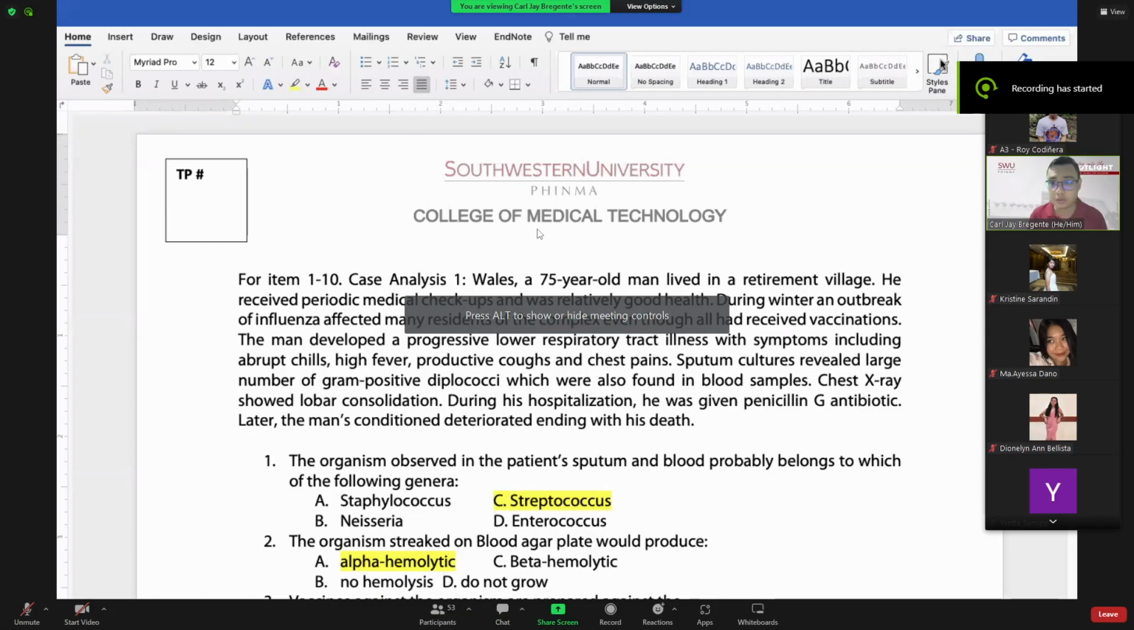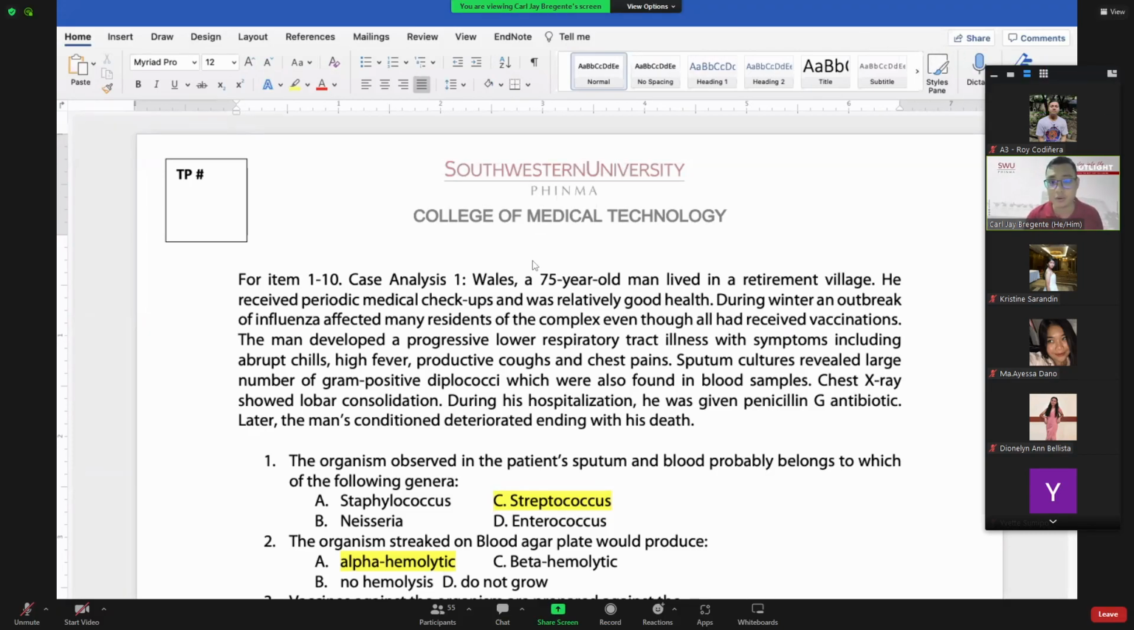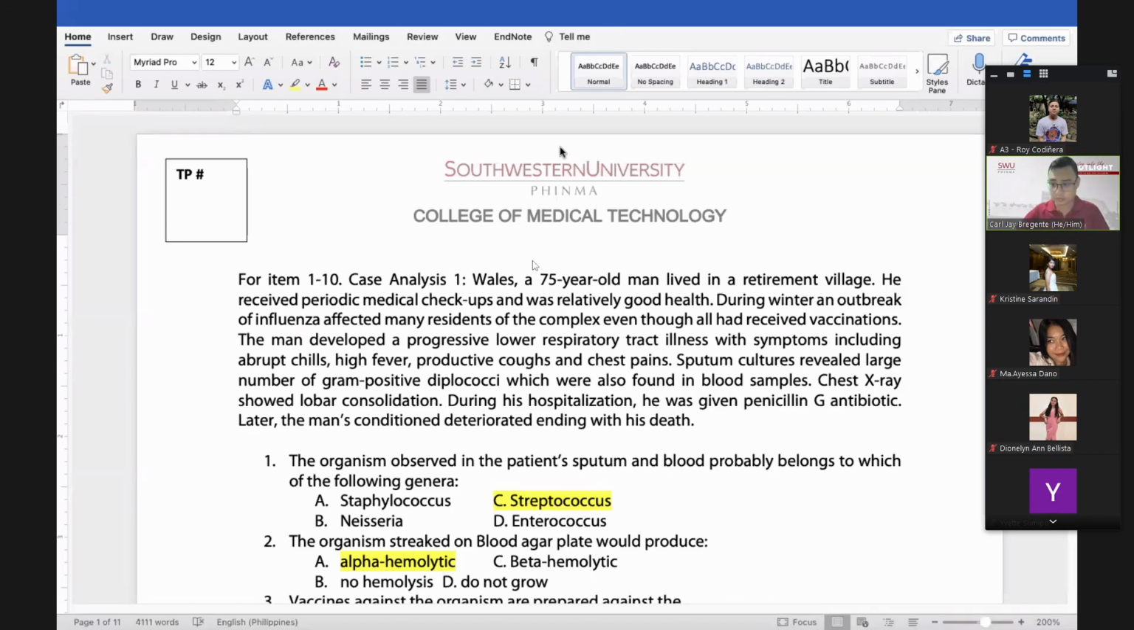Okay. So this is just a short rationalization of the previous long quiz. So we'll start though. So for items 1 to 10, you have there a case. Wales, a 75-year-old man lived in a retirement village. He received periodic medical checkup and was relatively good. During winter, an outbreak of influenza affected many residents of the complex, even though all received vaccinations.